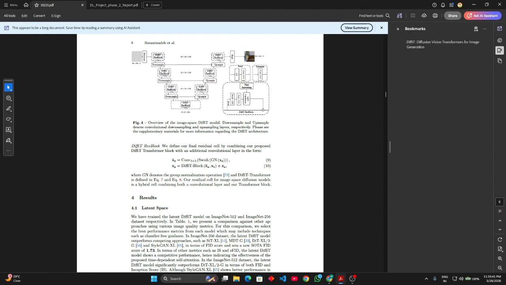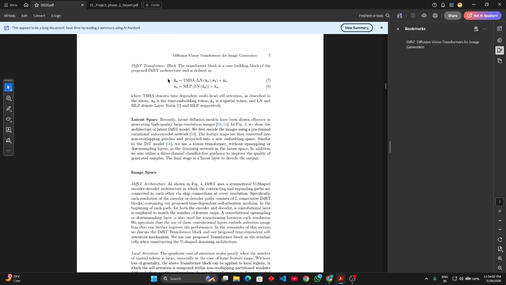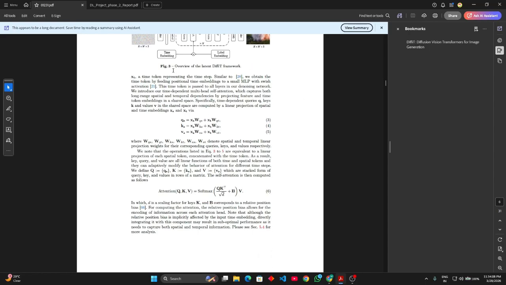DiffiT reimagines this completely because the time step directly correlates to the noise level. TMSA dynamically adjusts the attention mechanism itself based on how noisy the image is, by directly projecting the time token into the queries, keys, and values of the attention layer. The network becomes truly noise aware. This is the equation in which they encode TMSA, and in the query, key, value, the time encoding is used like this, and this is the spatial embedding, and this is the time embedding that they use.